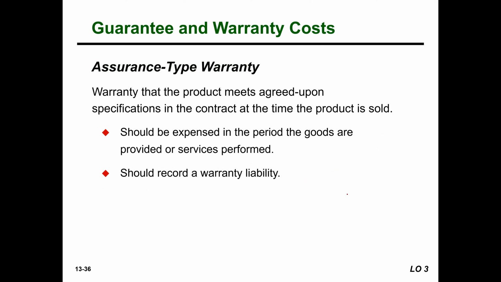So assurance type warranty, again, a warranty that the product meets agreed upon specifications in the contract at the time the product is sold, should be expensed in the period the goods are provided or services performed, and should be recorded as a warranty liability. So it'd be like debit warranty expense, credit warranty liability type thing.